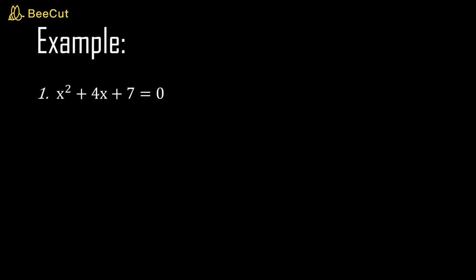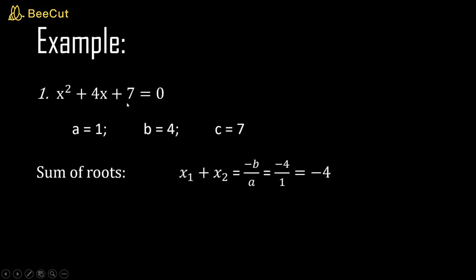For example number 1, x squared plus 4x plus 7 is equal to 0. We can write the numerical coefficients of the variables a, b, and c, which represent the first, second, and third term of a quadratic equation. The value of a is 1, the value of b is 4, and the value of c is 7.